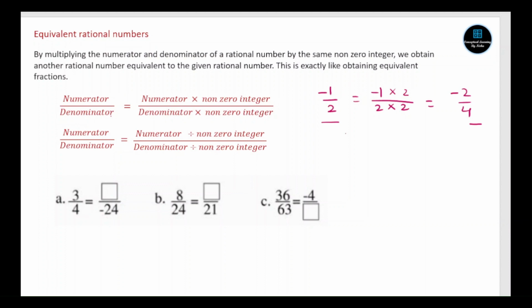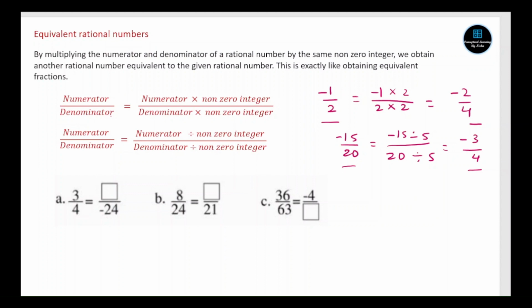One more example: if I have minus 15 upon 20, and I want to find an equivalent rational number, what do I do? If I divide both of them by 5, right? So what do we get? Minus 15 divided by 5 is minus 3, and 20 divided by 5 is 4. So this is minus 3 upon 4. So these are equivalent. Okay.